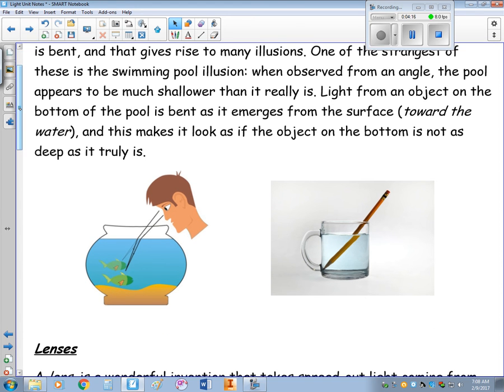So that's something to think about. Next time you're at a swimming pool, look at the water from an angle, look at the deep end, and then look at the shallow end, kind of compare them. And it should look shallower than it actually is.